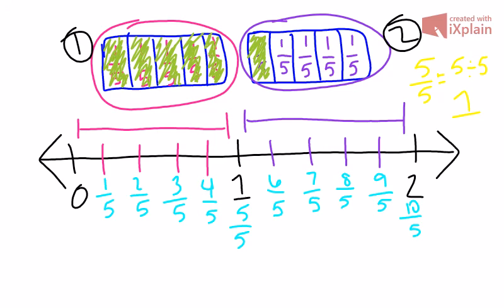Okay. Now, I have 6/5 that I want to represent on the number line. So I count over 1/5, 2/5, 3/5, 4/5, 5/5, and then place a point on 6/5. So now I have represented a fraction on the number line that is greater than 1.